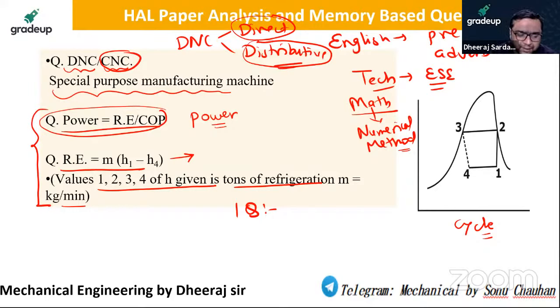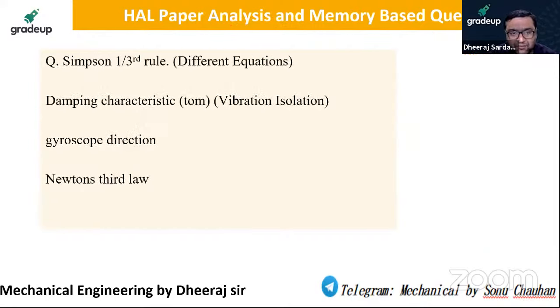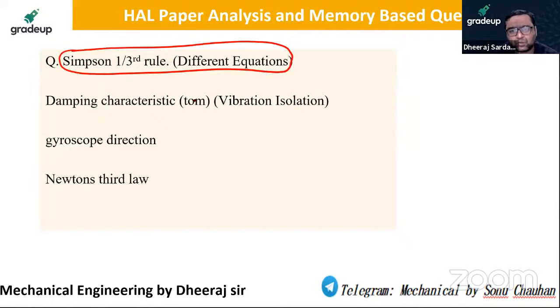And at the same time, my dear, when we are talking about the other mathematics questions, one question was there from the Simpson 1/3 rule. Okay, and there was a question related to vibration isolation. What was the question from vibration isolation?